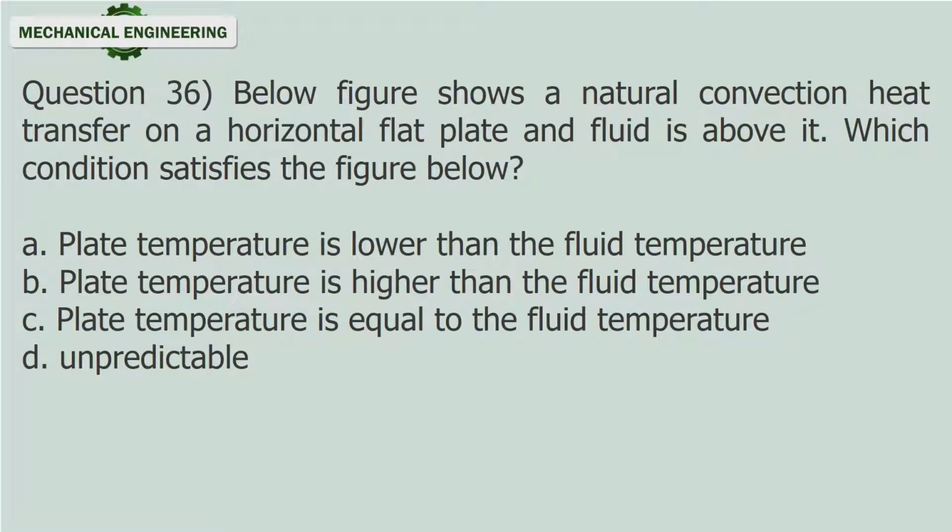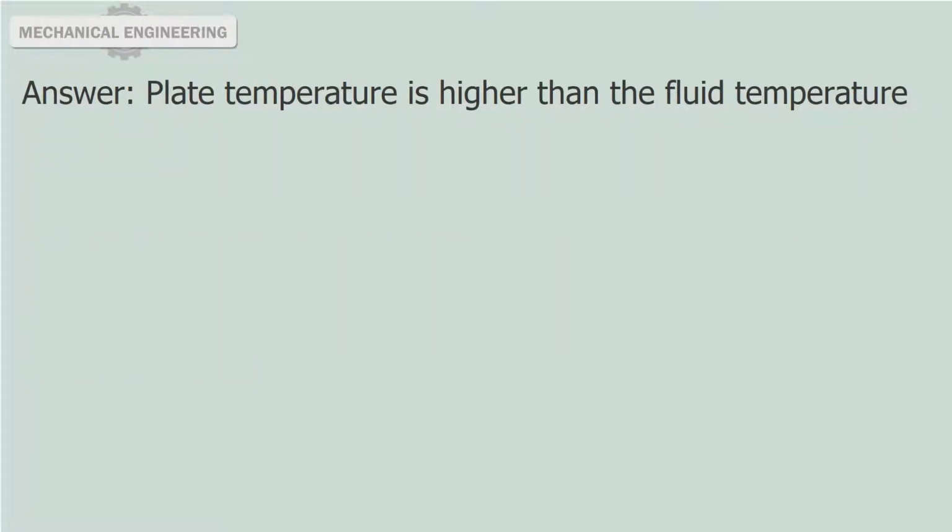Question 36. Below figure shows a natural convection heat transfer on a horizontal flat plate and fluid is above it. Which condition satisfies the figure below? A. Plate temperature is lower than the fluid temperature. B. Plate temperature is higher than the fluid temperature. C. Plate temperature is equal to the fluid temperature. D. Unpredictable. Answer: plate temperature is higher than the fluid temperature.